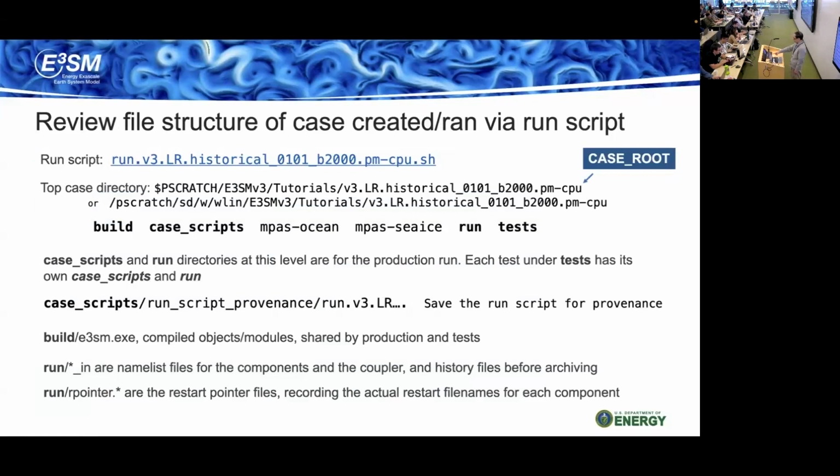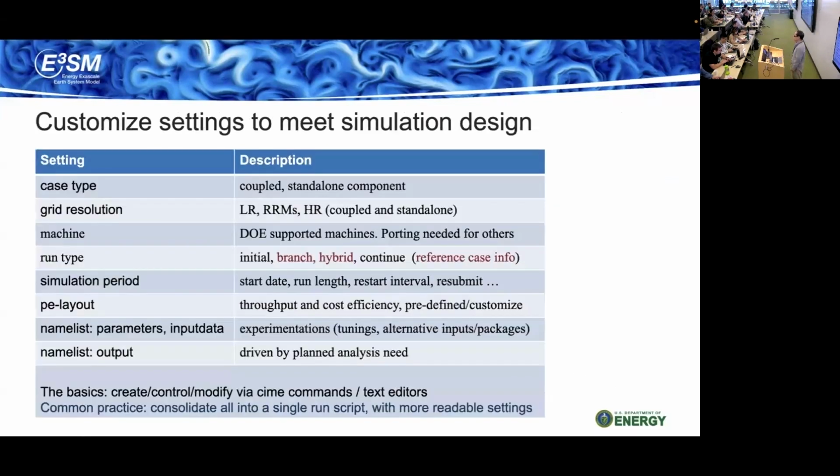Get into the top case directory to check this file structure. In terms of customizing the settings, we do this mostly through the run script. That starts with the case type. The case type can be a coupled simulation or a standalone component configuration. Then the grid resolution, which we repeated many times during this week. And the machine, for now just the DOE machine, Perlmutter. If you move to another machine, you will need to do the porting work, which is probably a non-trivial thing. You need to follow some of the examples and then do another test.